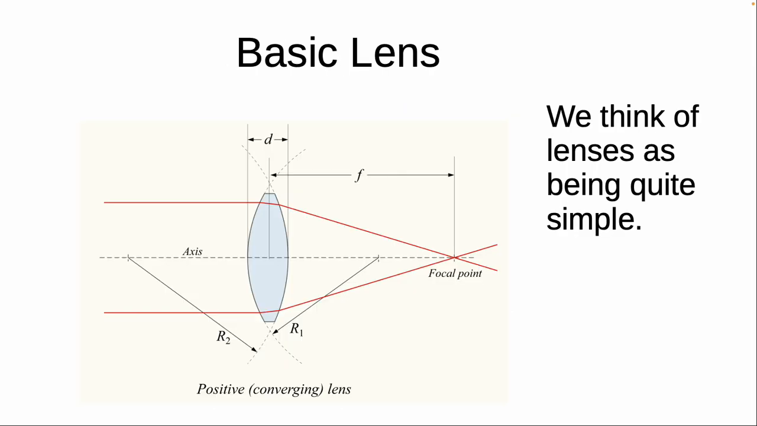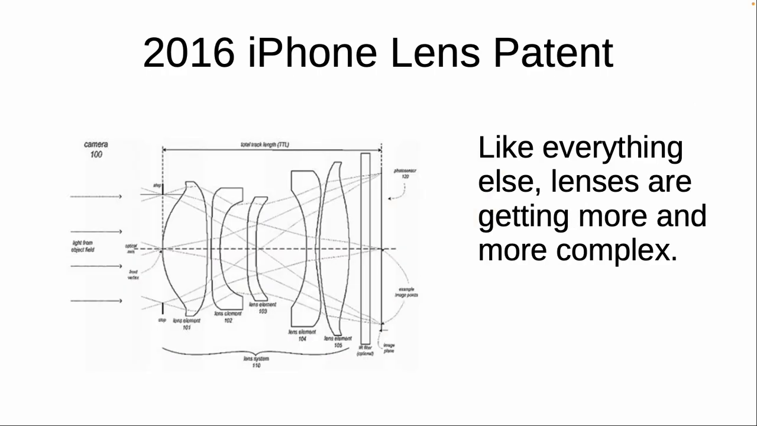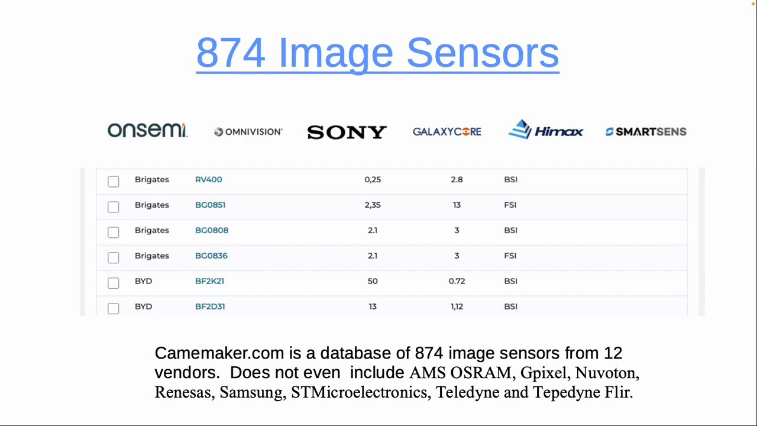These cameras have a lens. You may have studied this in high school or college. Of course, now lenses are much more complex. This is a lens design from an iPhone patent in 2016. There are a lot of these image sensors, 874 in one database, and they actually don't list a number of the camera vendors I listed at the bottom.